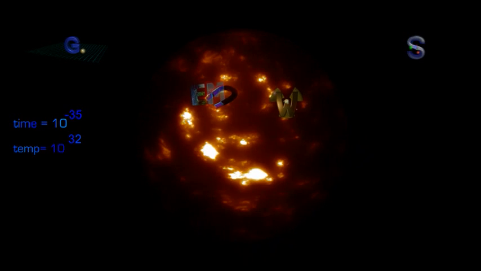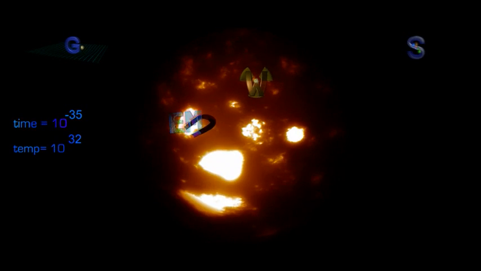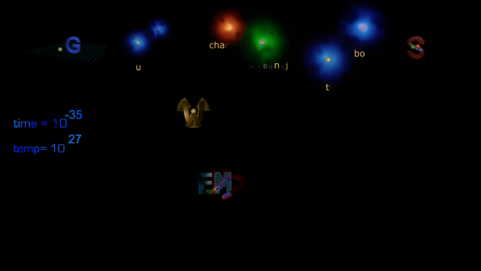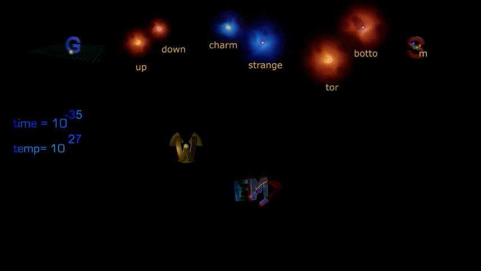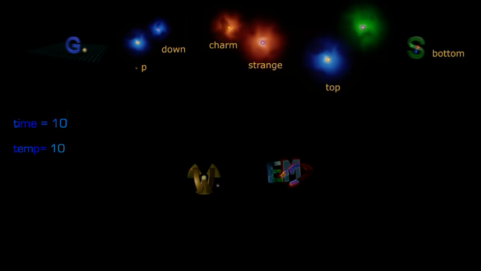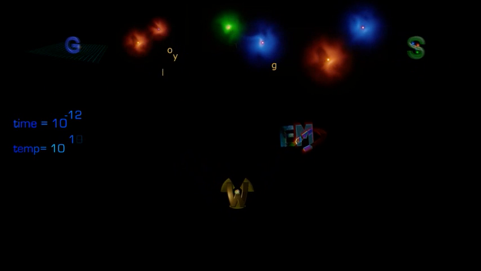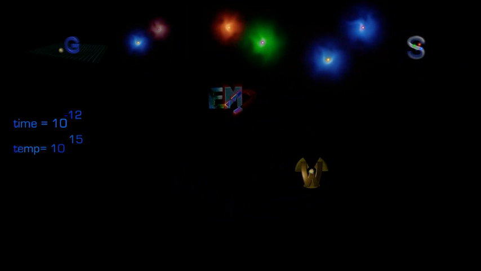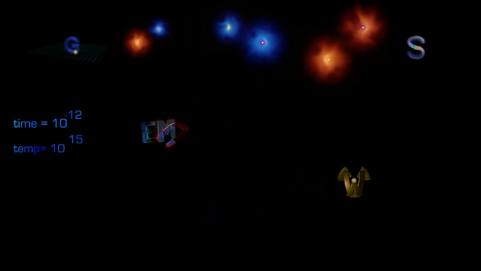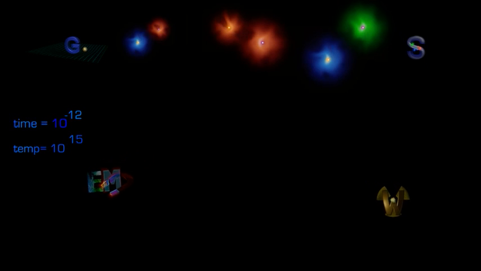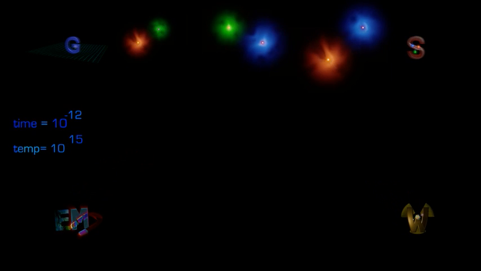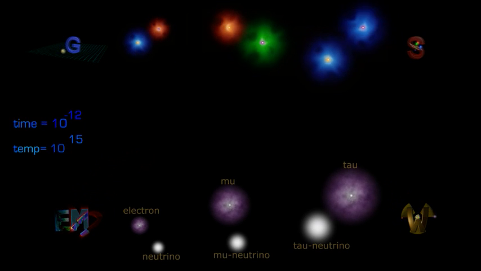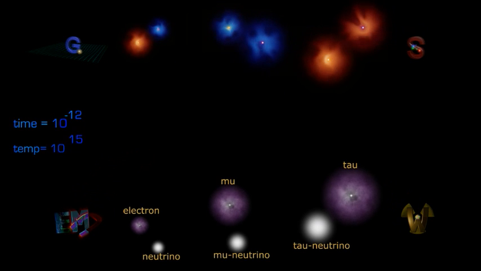This expansion and subsequent cooling down to 10 to the 27 degrees allows 6 different types of quarks to form. At 10 to the minus 12 seconds and 10 to the 15 degrees, the weak force and electromagnetism separate, and we have the 4 independent forces we know today. At this point, all 6 types of leptons have formed, including the electron.